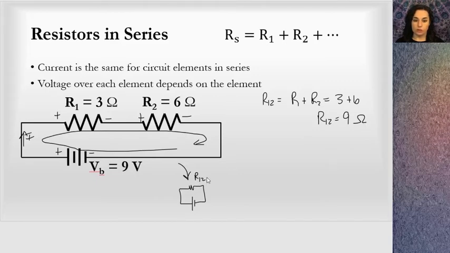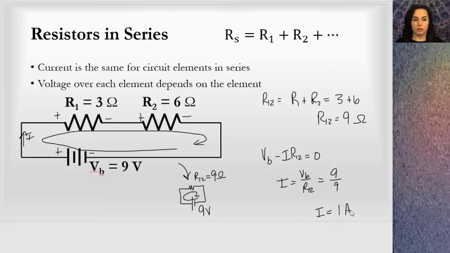So when I look at the equivalent circuit, this is going to be a 9 ohm resistor connected to a 9 volt battery. If I wanted to find the current in the circuit, notice that the current in this circuit is going to be the same as the current in this circuit because there's only one branch. There's only one current ever. So how I would do that is say, the voltage across the battery minus I R12 equals 0. So I could find the current in this circuit. I equals the voltage over the battery over R12. So that's 9 over 9. And so you get the current in this circuit to be 1 amp.